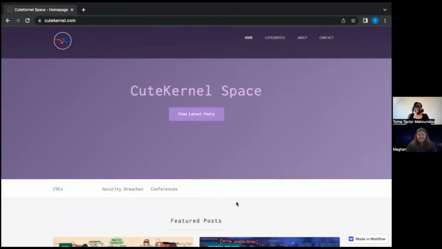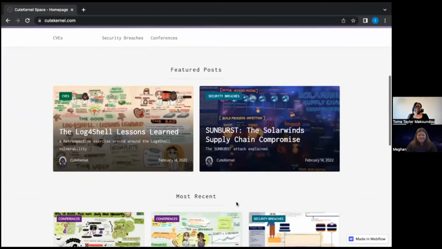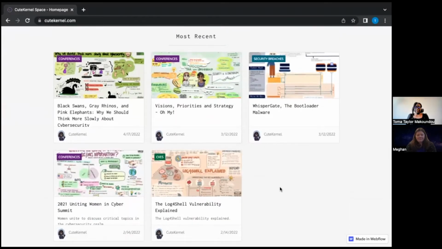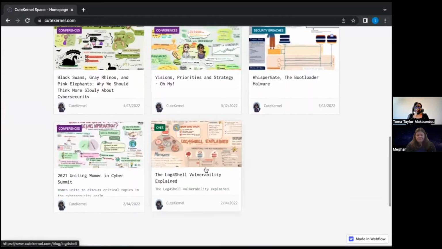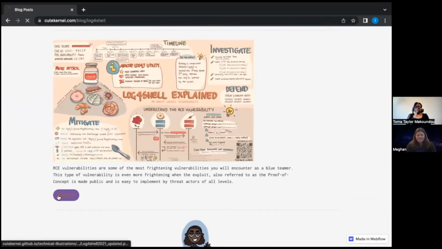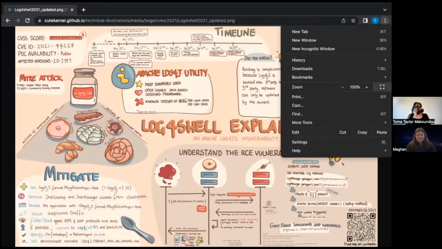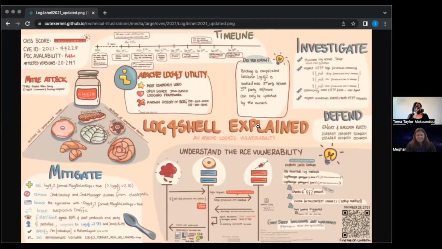This is my website, codekernel.com, and this is where you can find my illustrations. I have illustrations around different topics in cybersecurity, but today we are going to focus on the Log4Shell vulnerability, and you can download it for free from my website. And this is the illustration that we are going to discuss today.